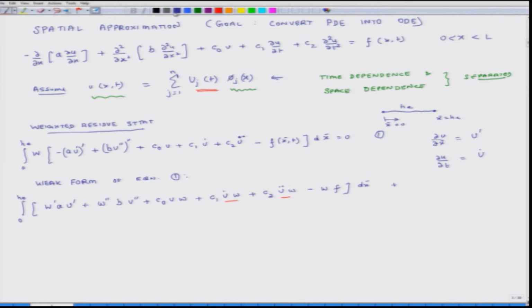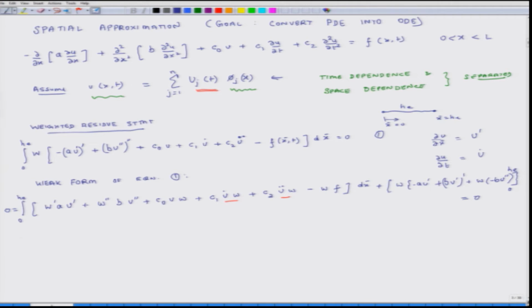So, then in addition to this, I have several boundary terms, and those terms are w times minus a u prime plus b u prime, the entire thing differentiated once, plus w prime times minus b u prime prime, and these boundary terms I am going to evaluate at locations 0 and he, and this entire expression is equal to 0.